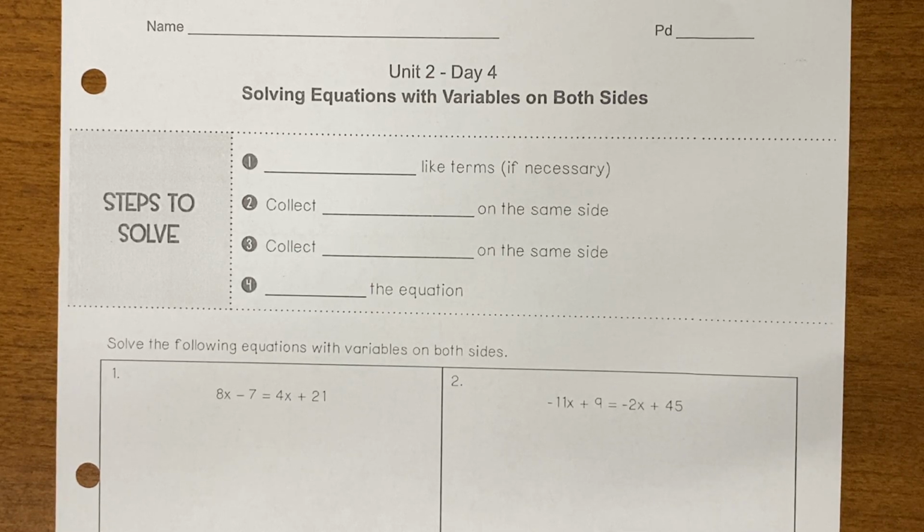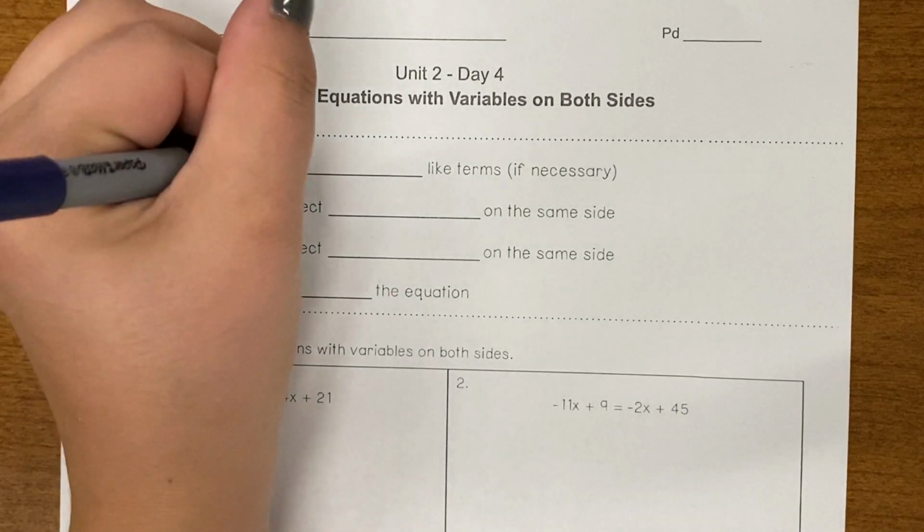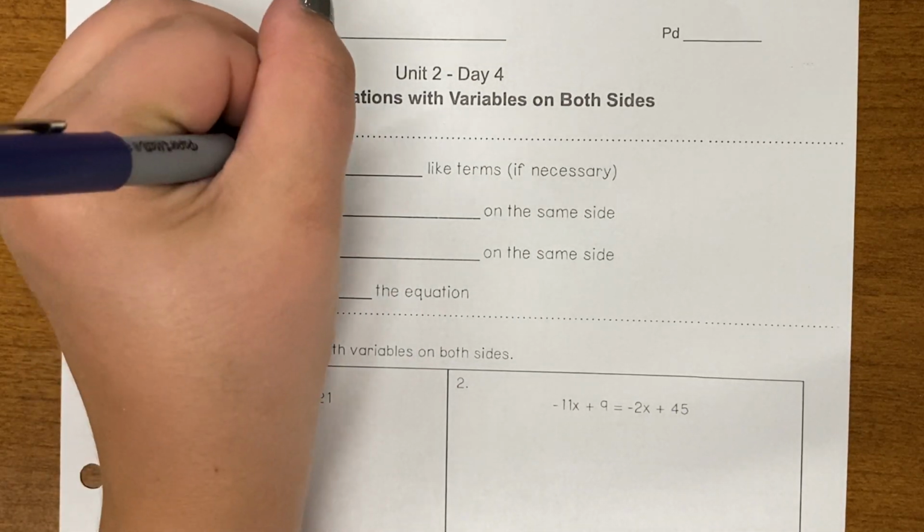Unit 2, Day 4, talks about solving equations with variables on both sides of the equal sign. Here are the steps to solve. First, we need to combine like terms if necessary.